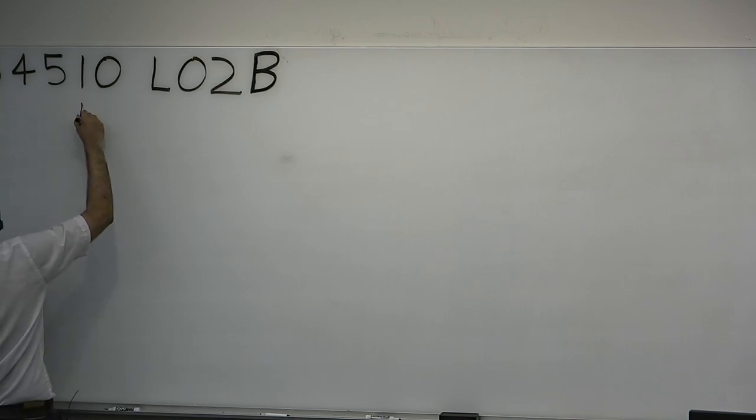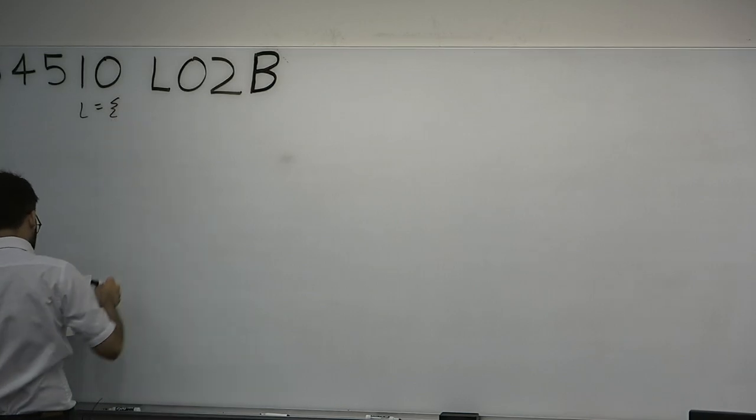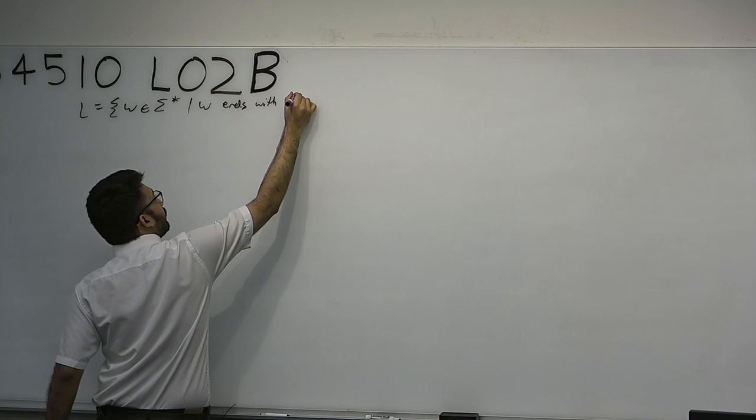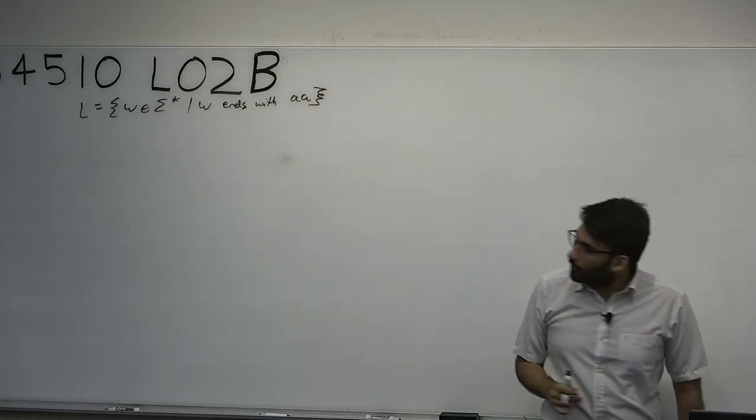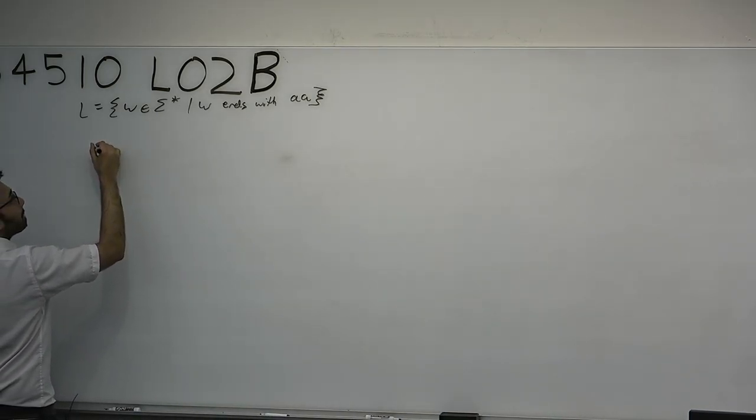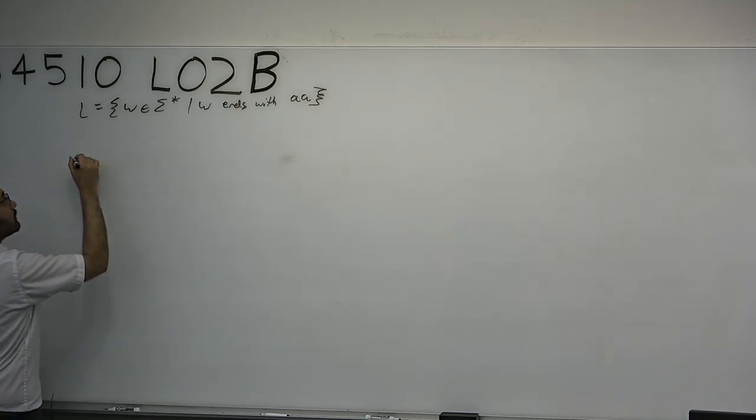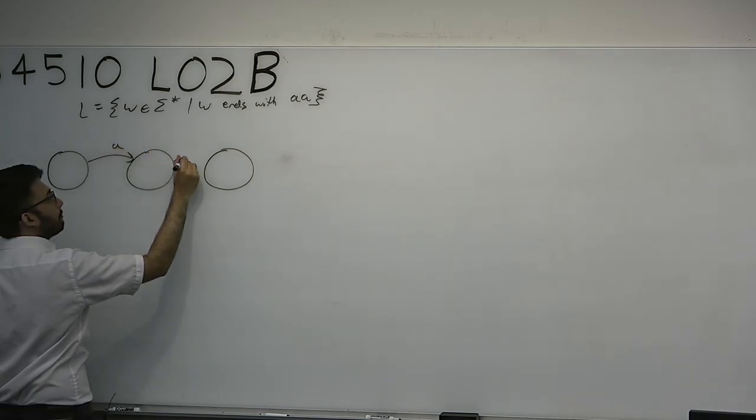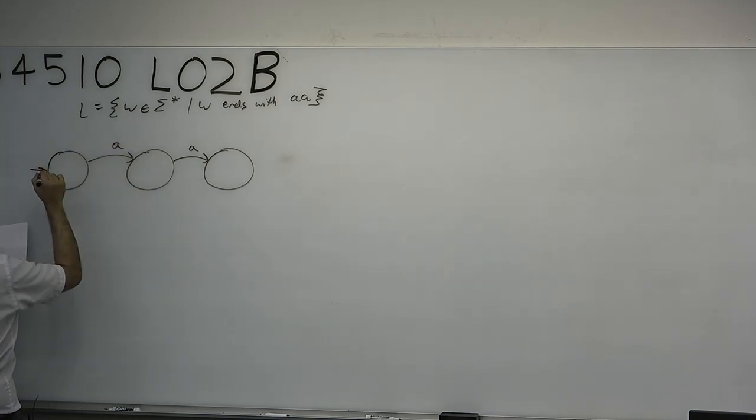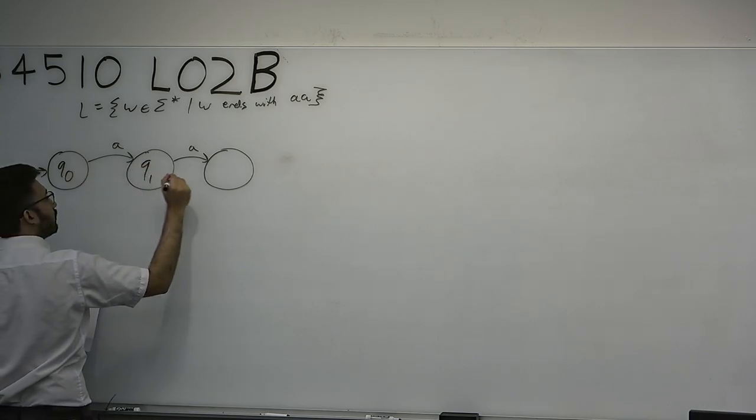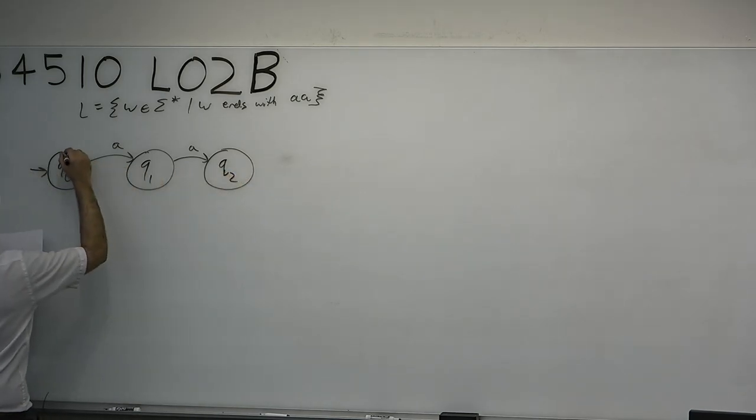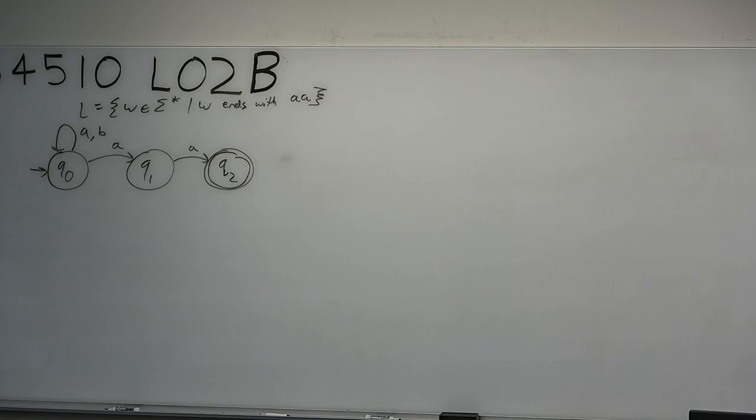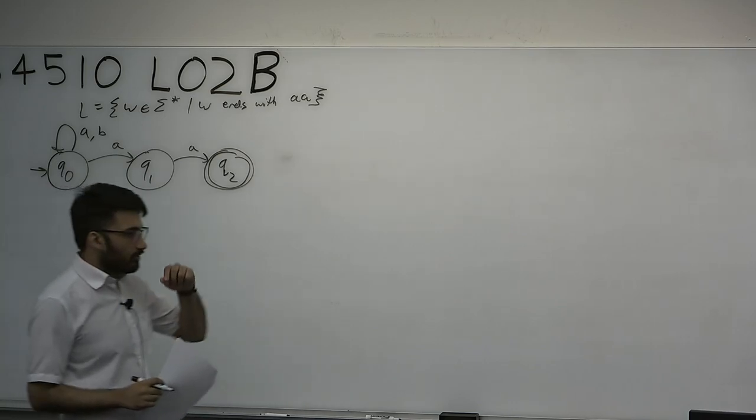Let's do the same example we had. L is something like, W is a word, and W ends with AA. Okay, so as an NFA, what was this? This was something like this, right? Make sure everything is labeled. So this was our NFA for L, right? Now we're going to follow the algorithm that we defined and give a DFA for it.